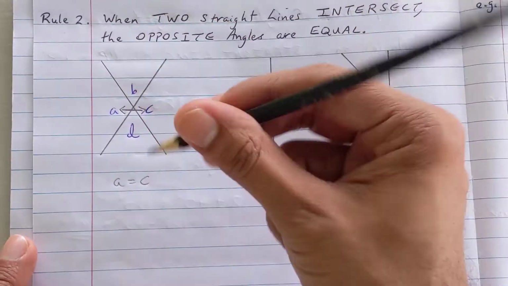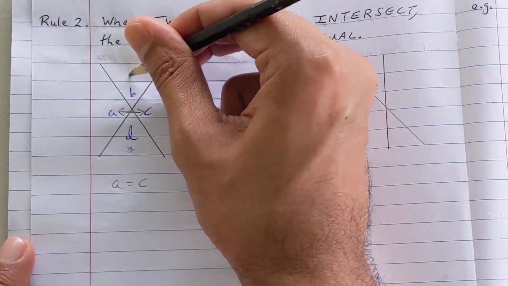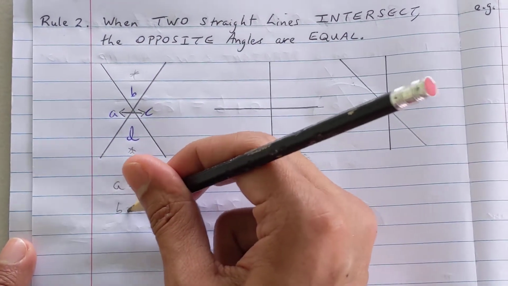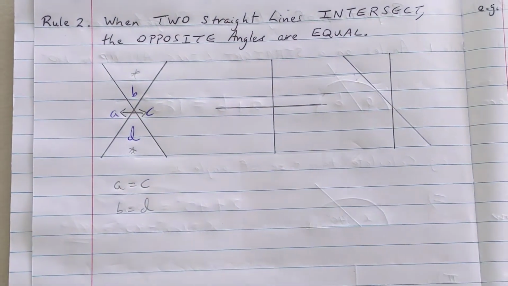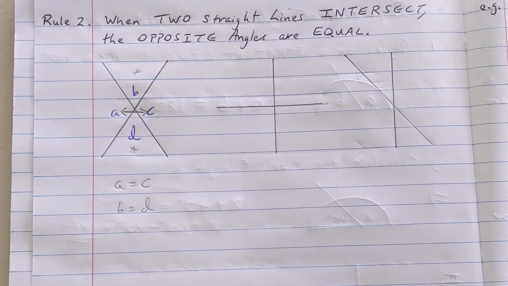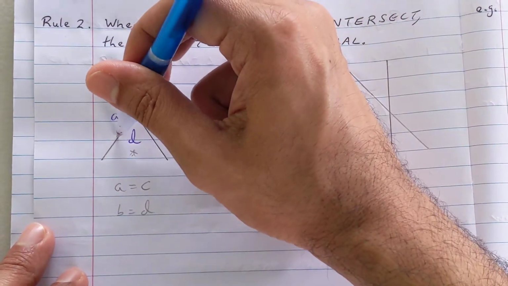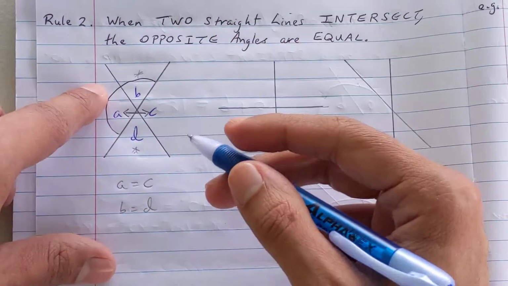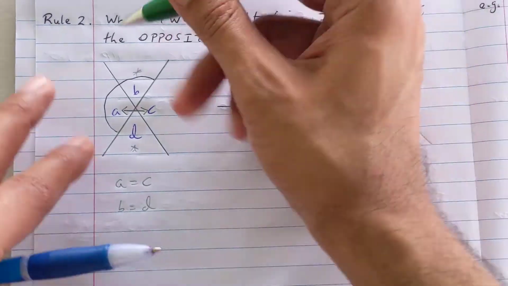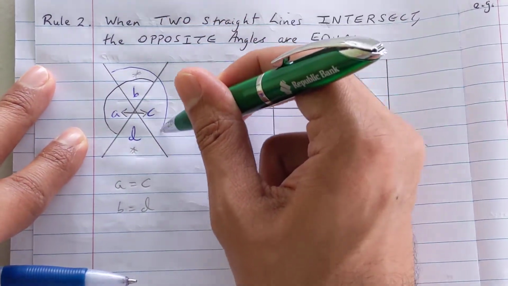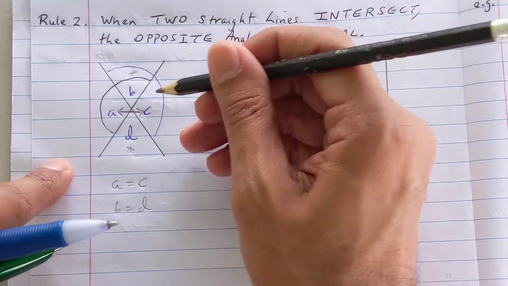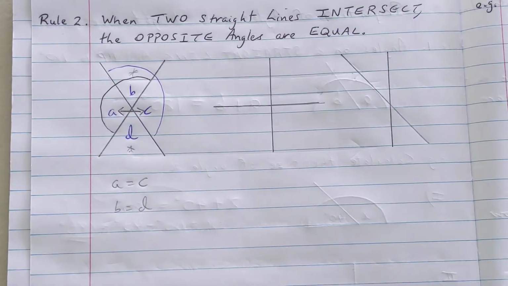And since B and D are facing each other, B is going to equal D. But if you notice here, the very first rule from before is still in play. We have a straight line here, so A and B still add up to 180. We have a straight line here, so B and C still add up to 180. Same thing, C and D add up to 180, and A and D add up to 180.